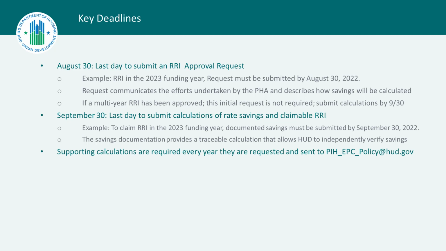These are firm deadlines. Supporting calculations are required every year they are requested and sent to the PHA's local field office and the email address on the screen, PIH_EPC_policy@HUD.gov.